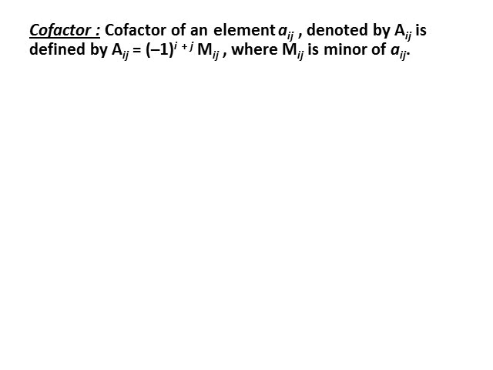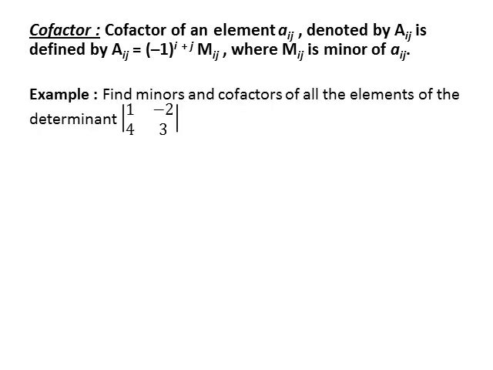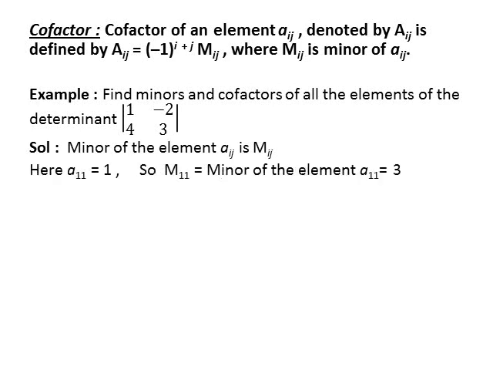Let's discuss one example. In this question, we have to find minors and cofactors of all the elements of the given determinant. Minor of the element Aij is Mij. Here, A11 equals 1. M11 equals minor of element A11. To find M11, delete the elements of first row and first column. We are left with 3 and determinant of 3 is also 3. So M11 equals 3.